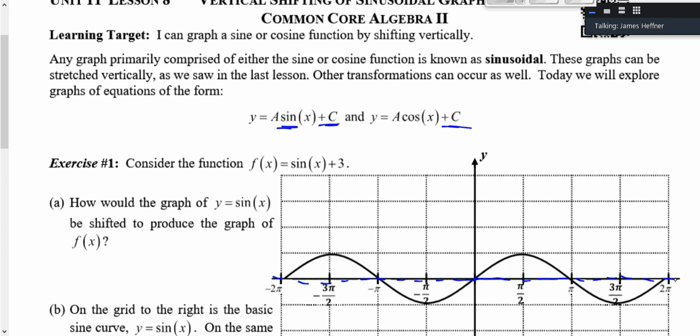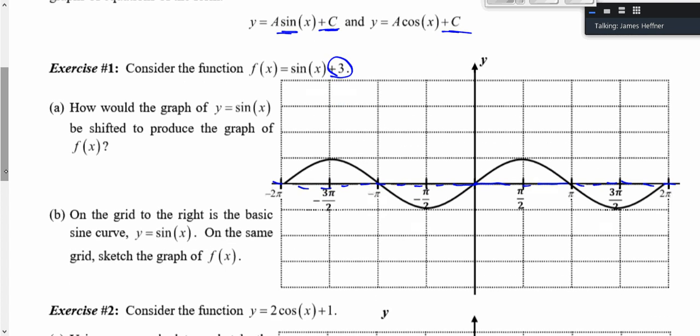So let's take a look now at the function sine of x plus 3. What would that do to this graph that's currently on there? It's going to shift it up 3. In part B, they want us to graph that. This is a real easy way to avoid confusion: the graph shifts up 3, so the midline's going to shift up 3 from the original. Right now our midline is at 0, so let's just go up 1, 2, 3 and put that in there.